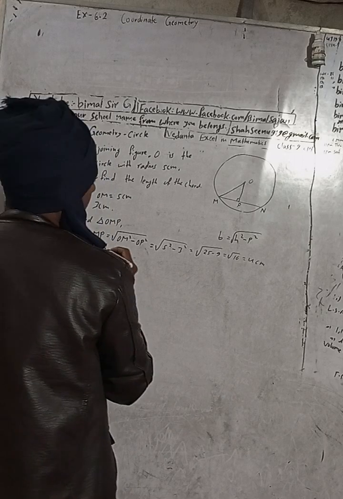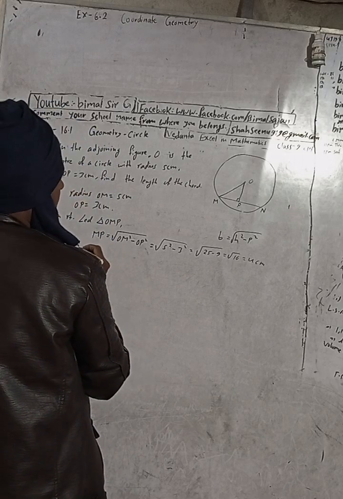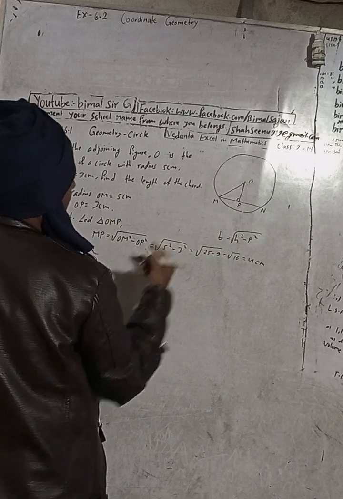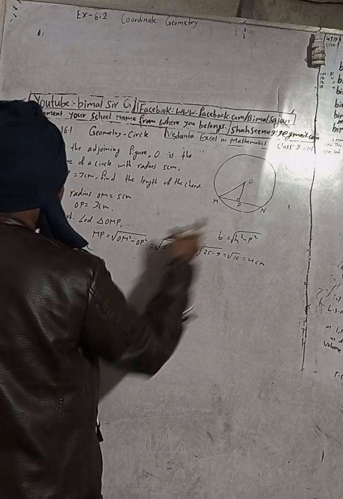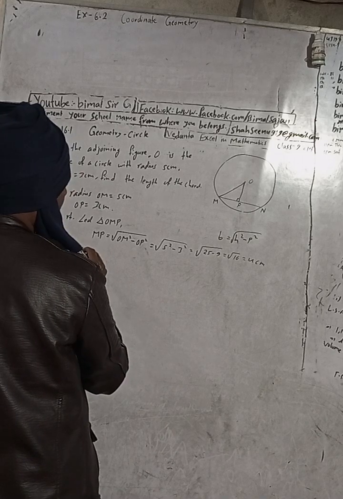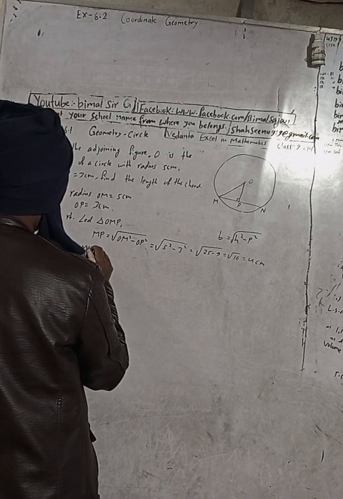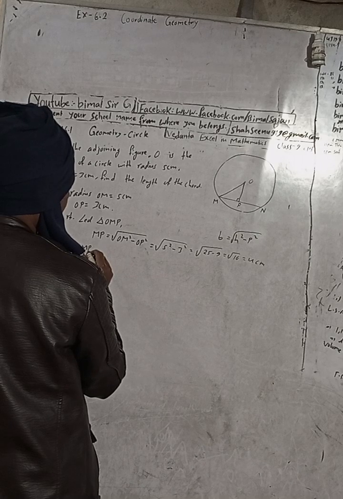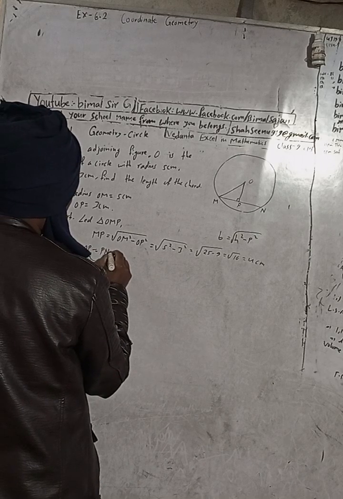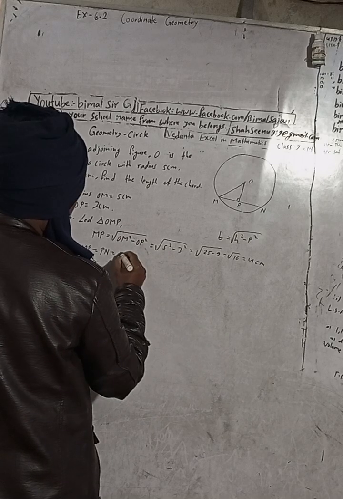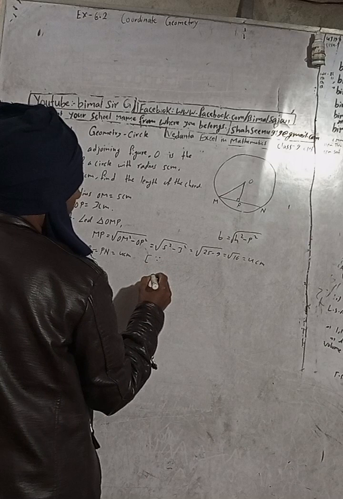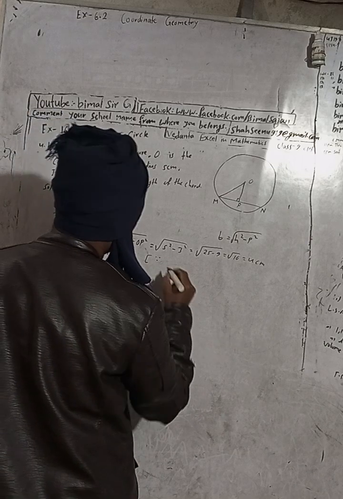Now MP is equal to 4 cm, we got, and we have to find what? Find the length of the chord. We have to find MN. So MP is equal to PN. MP is equal to PN is equal to how much? 4 cm. Yes, the reason for this is, what?